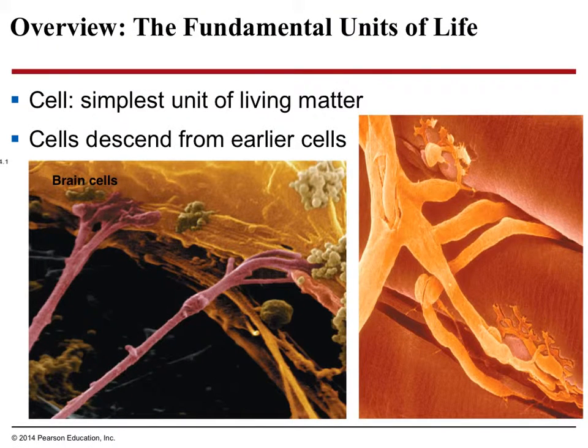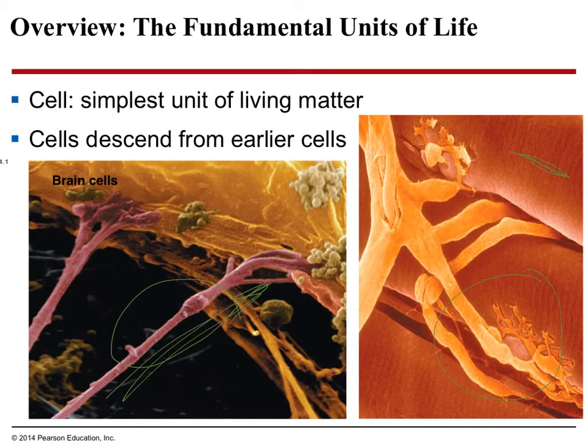So this overview just shows you two different types of cells. One would be a nerve cell here. They're long, and they connect one thing to another, and they're able to send messages. And this would be similar in that it's a nerve cell, but now it's connected to skeletal muscle. Skeletal muscles don't contract if there's not a connection to a nerve.